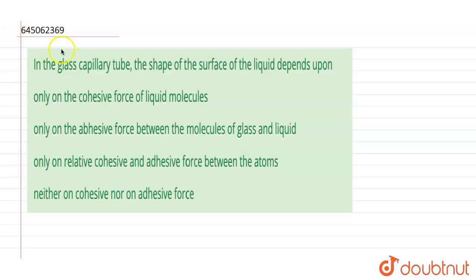Hello. So the question is: in a glass capillary tube, the shape of the surface of the liquid depends upon... and we have been given options in which we have to find which one is correct. Now let's talk about the capillary tube first. Let's say this is a capillary tube we have.